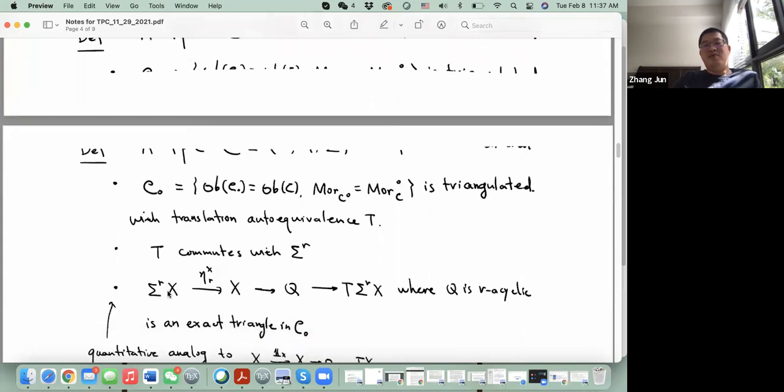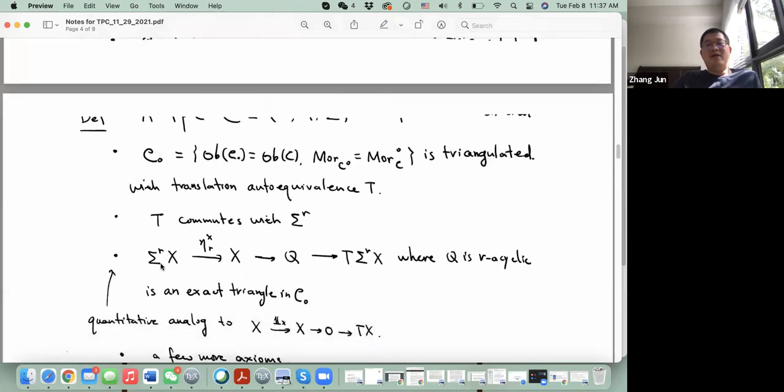And now the third one is the most important one, the most important in this talk. So recall that we have this very special map. It goes from sigma R x to X with filtration precisely equal to 0, given by the persistence structure map. And we see that this map can be completed into an exact triangle in C0. Here this Q will be the cone part that you put here, and this Q must be R acyclic. So you will have an exact triangle in this form in C0.